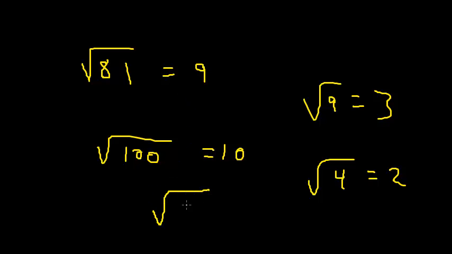Whereas, say, the square root of 8, there is no whole number that I can square that will give me 8. This gives me 2.8284, and so on and so forth. This number will go on forever and it will not repeat, making it an irrational number.